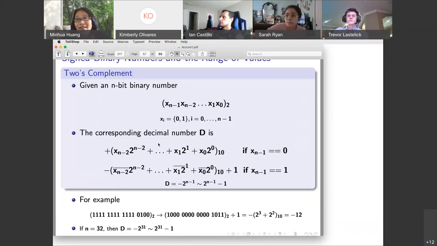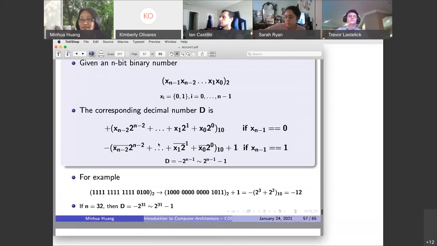Again, the difference between one's complement and two's complement: for positive numbers they are the same. For negative numbers, two's complement needs one more step. As long as you invert each bit, you get a result, but you haven't finished yet. You have to add one. That add-one is the extra step in the two's complement system. When you get the result, afterwards you do the conversion from the binary number to the decimal number.